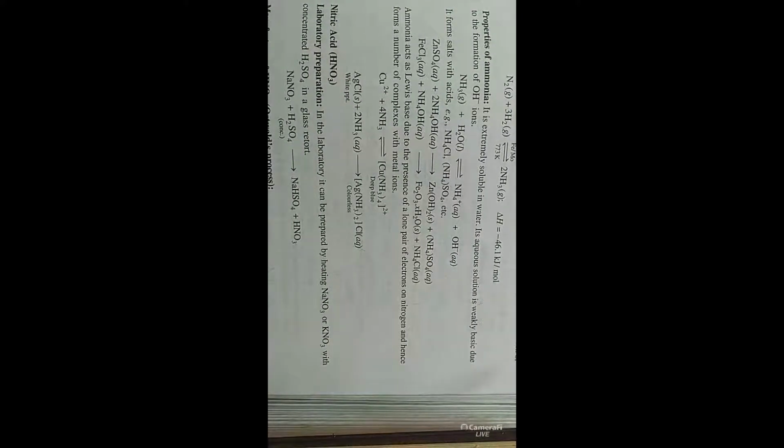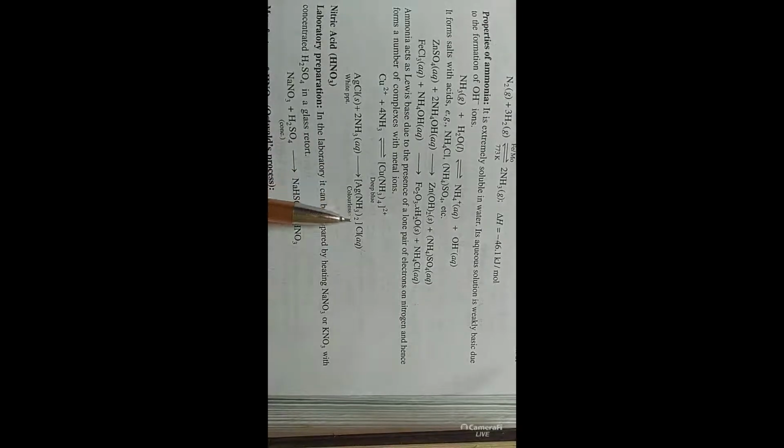See, the next reaction we have is that whenever silver chloride salt is made to react with aqueous ammonia, it forms a colorless complex of diamine silver chloride. So the first compound we have studied is ammonia. The next compound we will start is nitric acid. Nitric acid is commonly known by the name aqua fortis.